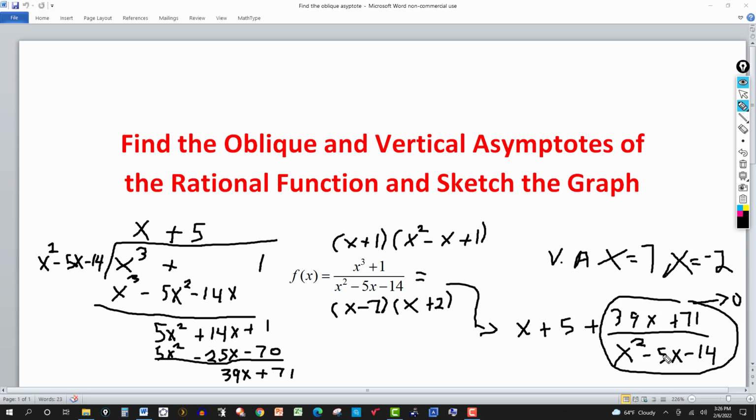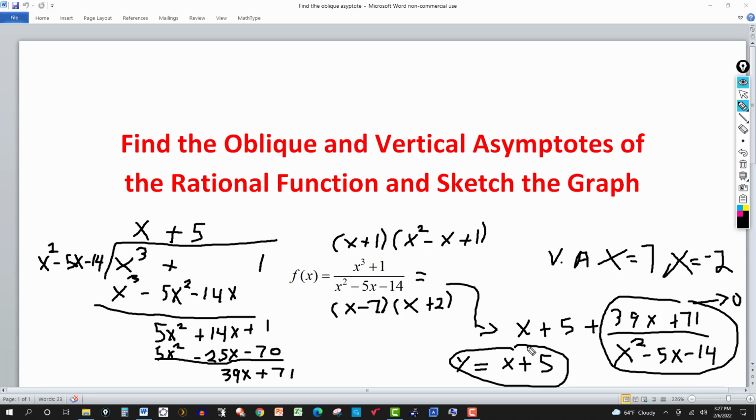So as x is real large or real small, the function f of x, or y, same thing, is approaching x plus 5. So y is equal to x plus 5 is the equation of the oblique asymptote. We have the vertical asymptotes, x equals 7, x equals negative 7, so we can plot those in the graph.